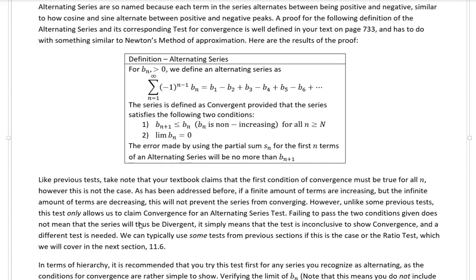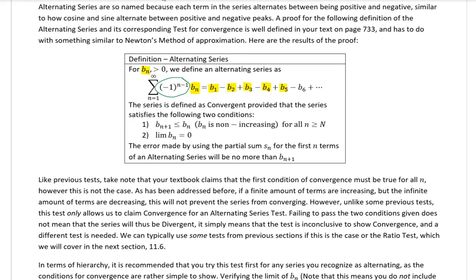Okay, so here we have for b sub n being greater than or equal to 0, we define alternating series as negative 1 to the n minus 1 times b sub n. That means that b sub 1 minus b sub 2 plus b sub 3 minus b sub 4 plus b sub 5, etc., keeps alternating. Note specifically that we are isolating the values themselves of b sub n, and then we have what makes them negative separated from that. We have the negative 1 to the n minus 1. That's going to be important.